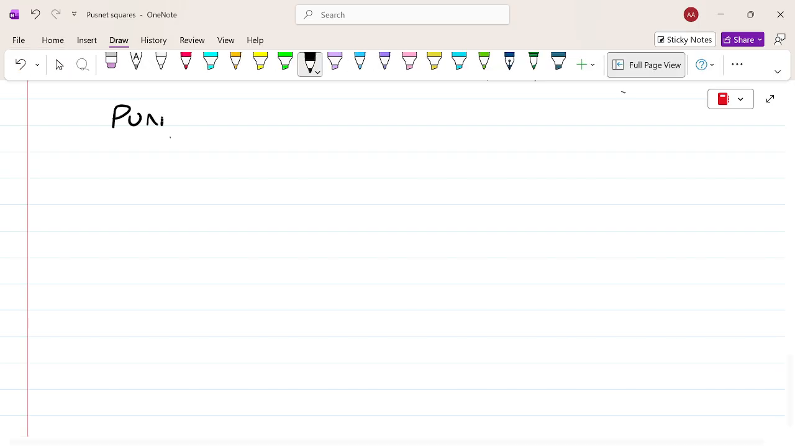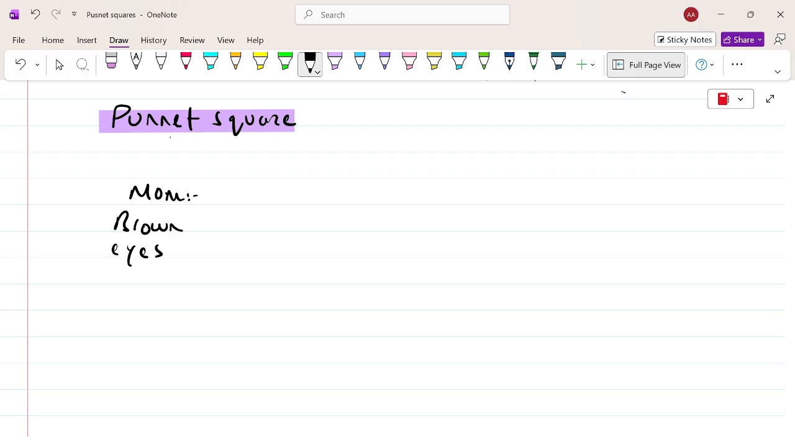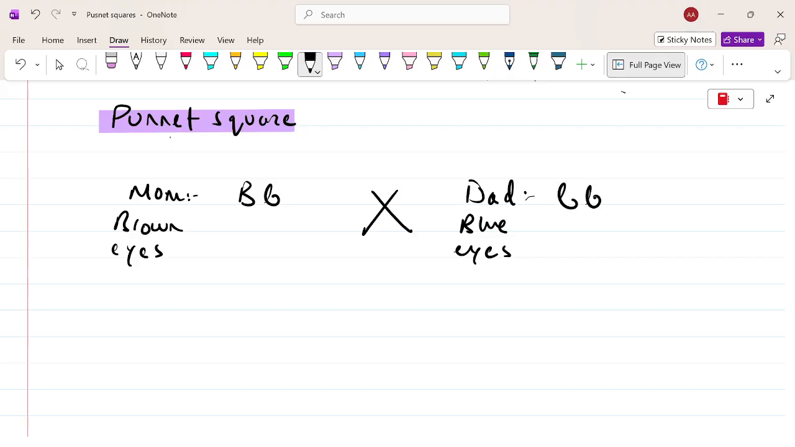So now we're going to be drawing a Punnett square of the same example. So let's say mom has brown eyes, and she carries the allele for the blue eyes. Brown eyes is her phenotype, and her genotype is capital B and small b. And then dad has blue eyes, so it means his genotype is going to be small b, small b.